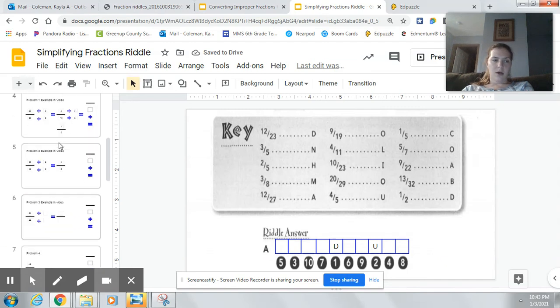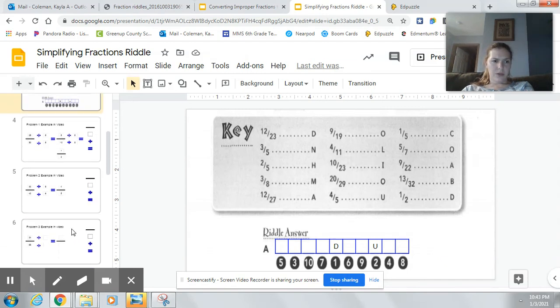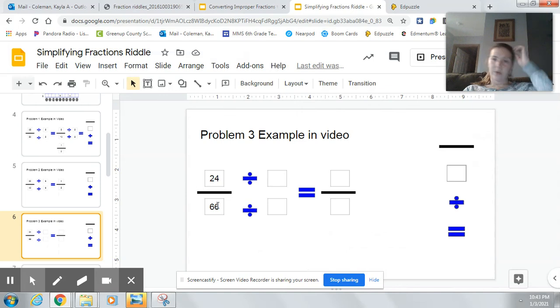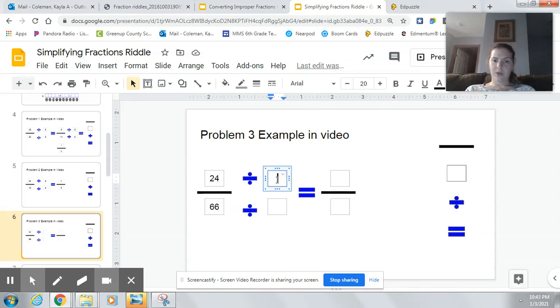Okay. I was also going to do number 3 with you guys. We have 24 and 66. The largest thing off the top of my head that I can think of that we can divide 24 and 66 by would be 6. So I'm going to try dividing both of them by 6 and see if I get a simplified fraction.